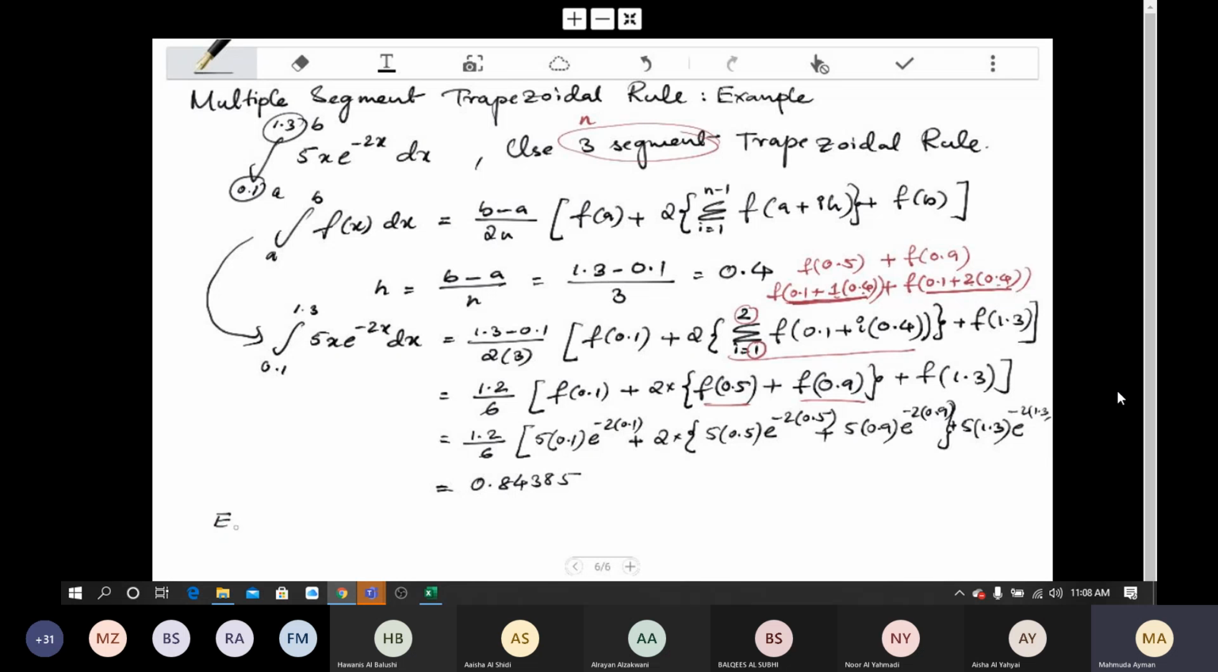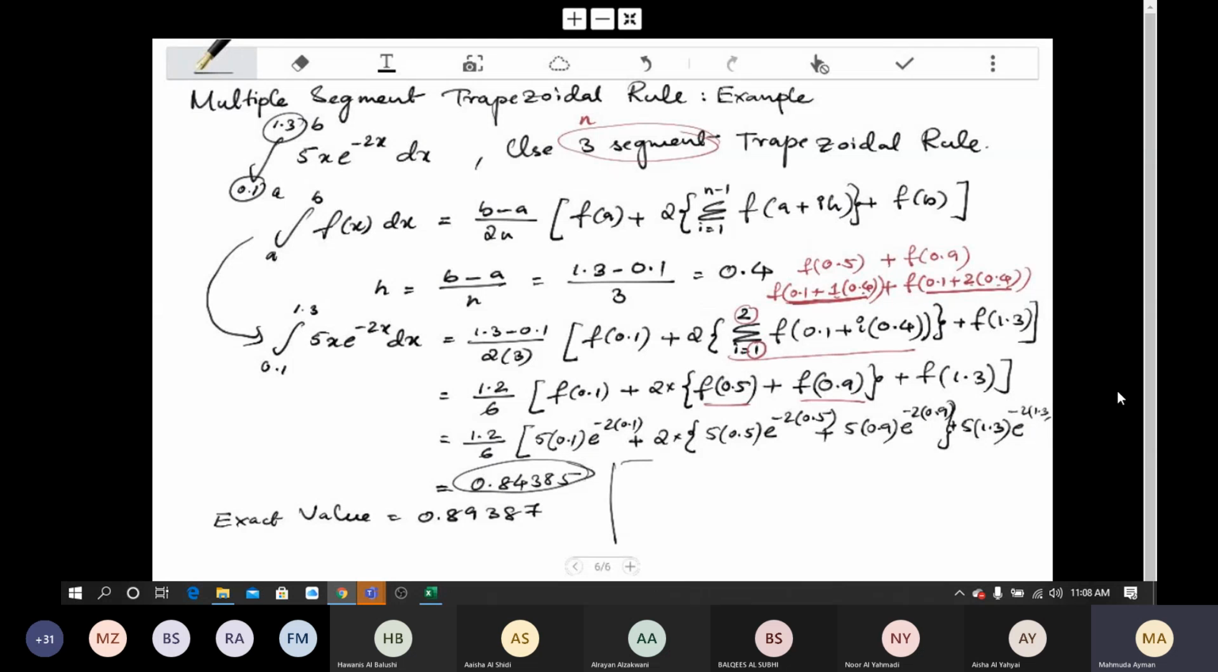So the exact value of this integral is 0.89387. So you can see we came a lot closer to the exact value now after we made 3 segments, right? Let's calculate our true error now again.